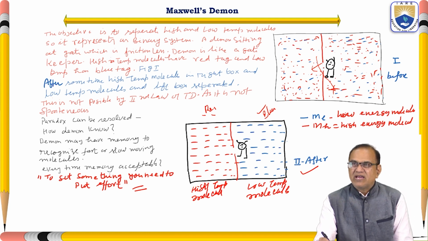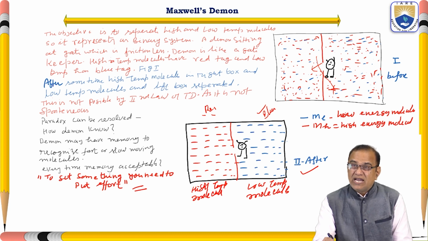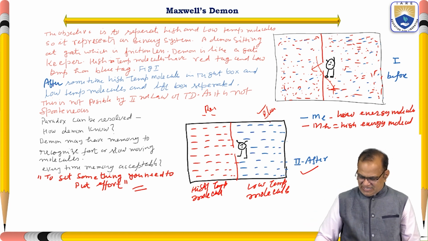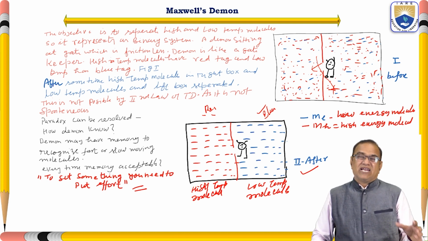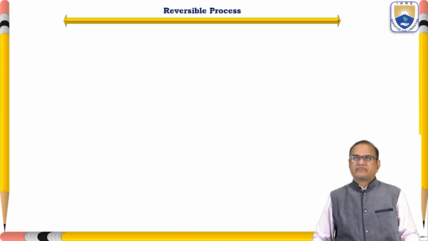This demon is like a robot. It will only open the gate for the red molecules to go in the left side, and whenever the blue will come, it will open to go in this side. And slowly after some time, red is separated and the blue is separated. So like this, it gives some concept of the second law of thermodynamics.